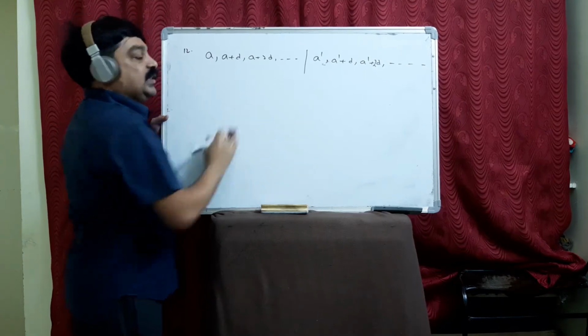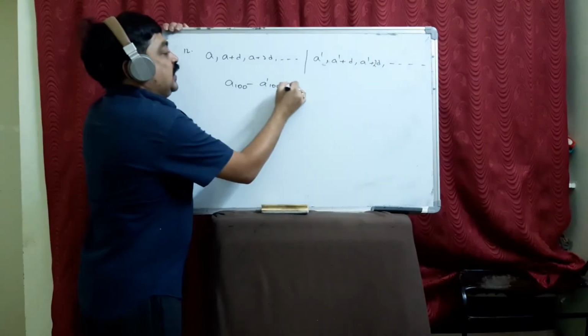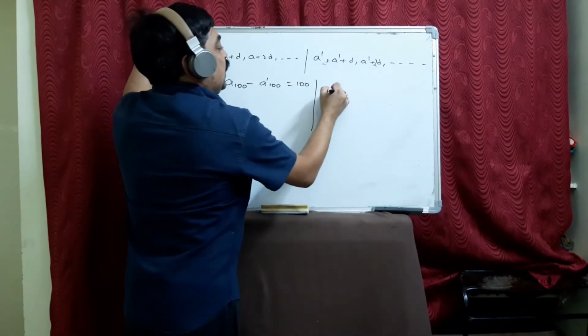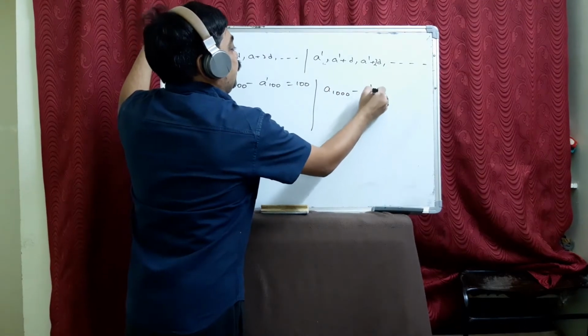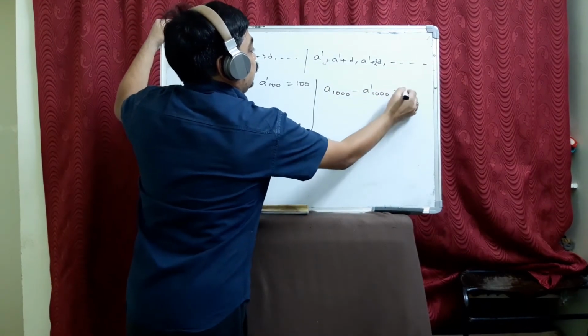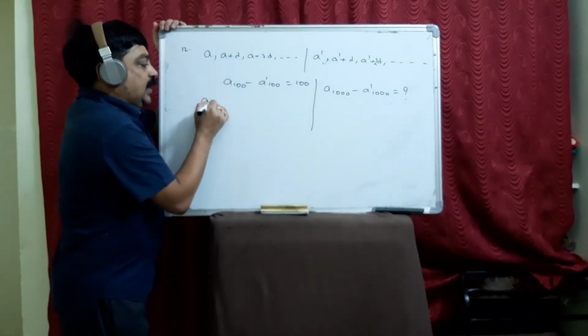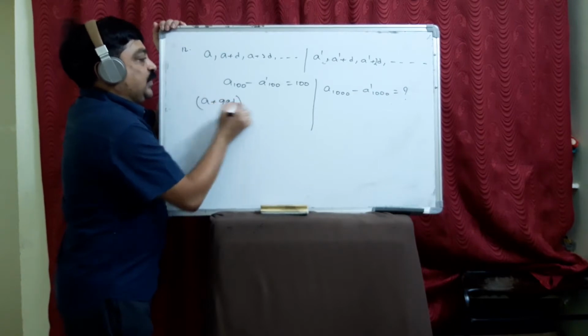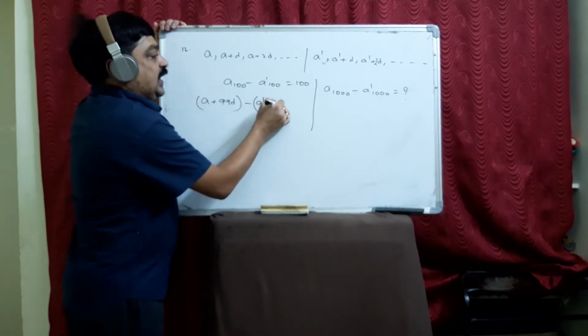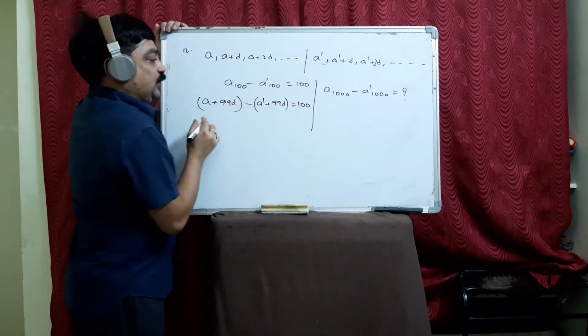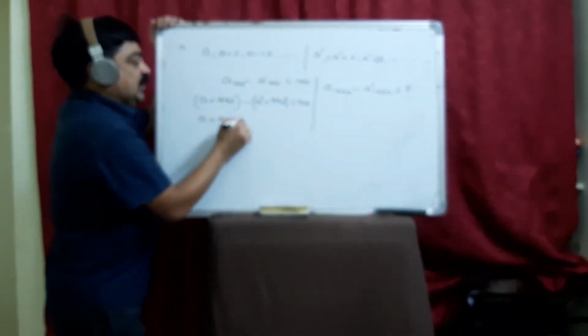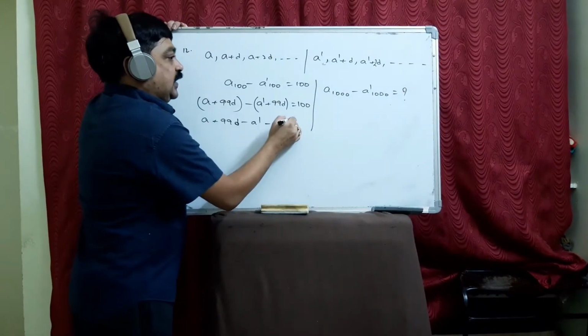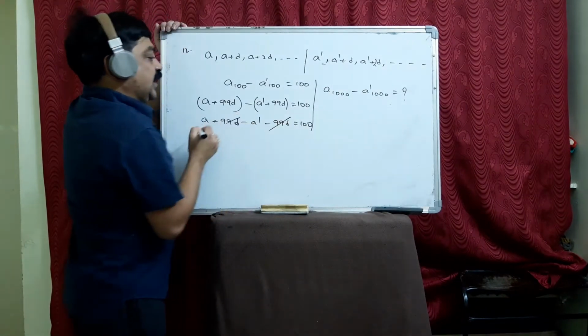Now what did they say? The difference between their 100th terms, a100 minus a dash 100, is 100, and the question is, what is the difference between their 1000th terms? Now the difference between the 100th terms is 100. a100 you can write as a plus 99d minus a dash plus 99d. d is the same in both. So let us expand this: a plus 99d minus a dash minus 99d is 100. Cancel 99d. So a minus a dash is equal to 100.